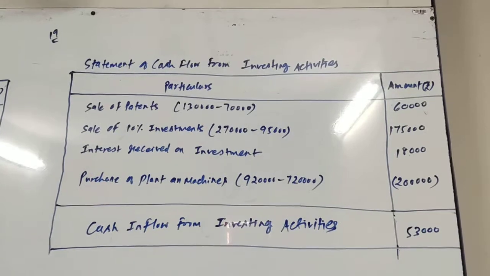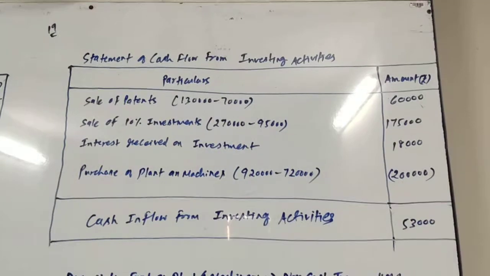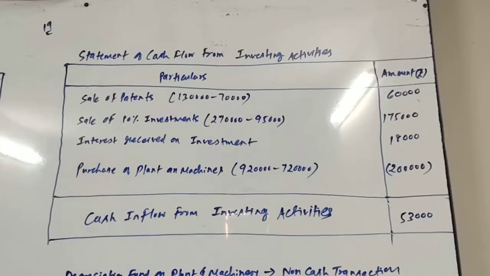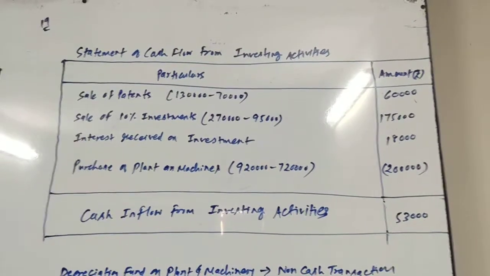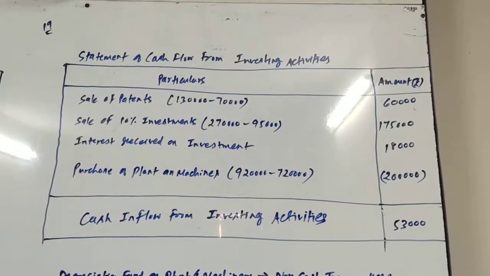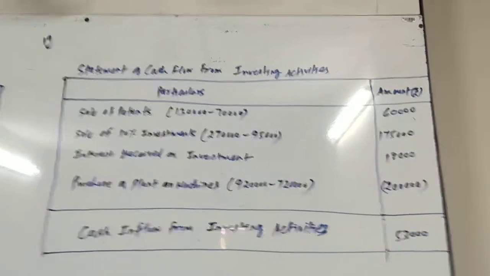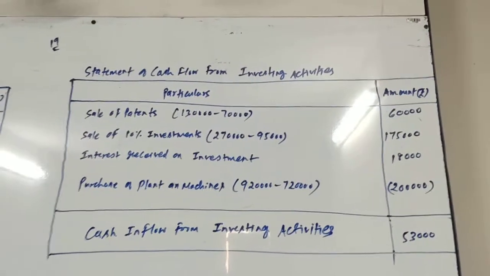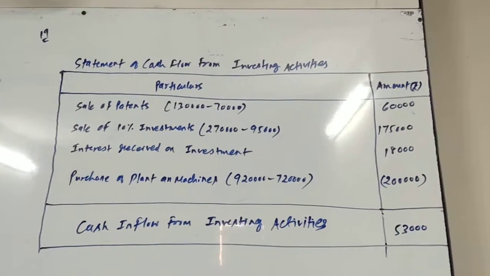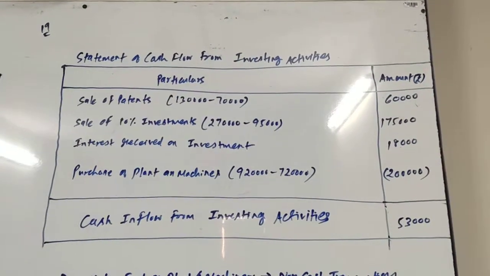And then sale of 10% investment. Earlier the investment was 2,70,000, now it is 95,000. So there's a decrease in investment of rupees 1,75,000, which is a cash inflow from investing activity. And then interest received on investment rupees 18,000, this is also cash inflow from investing activity. And fourth item, purchase of plant and machines. Earlier it was 7,20,000, now it is 9,20,000. That means there is a purchase of rupees 2 lakh of plant and machinery. So that is cash outflow from investing activity.